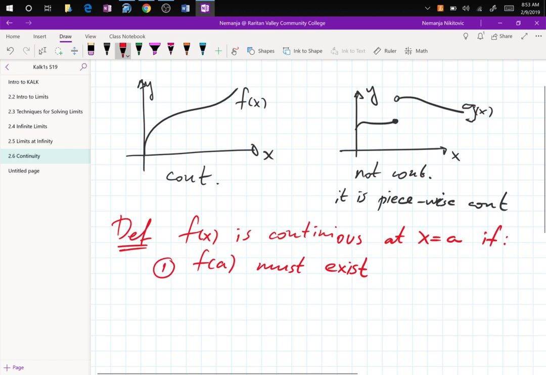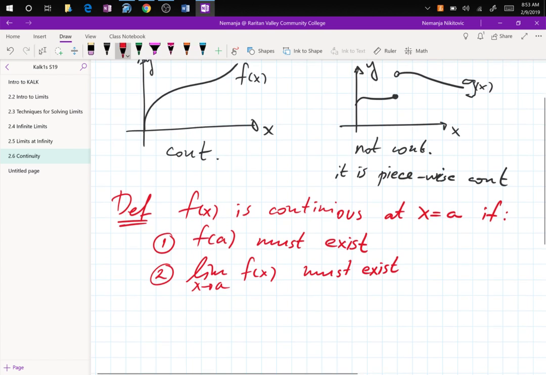No open circles allowed. Number two, the limit as x goes to a of f of x must exist. Hopefully you remember from the previous class, if Romeo and Juliet approach the function from two different sides and they are disjoint, then there is no limit. That would create discontinuity. And three, this is the one that puts everything together. The limit of f of x is equal to f of a.